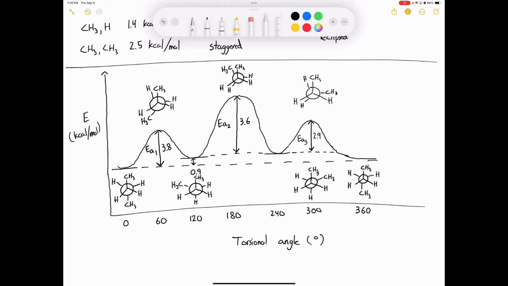the height from the point on the left. So from this point, we're considering the height to this point, and then from this point, it's this height to this point. So that's how you calculate activation energy: the reactant before it, the activation barrier, then to the product that's on the right.